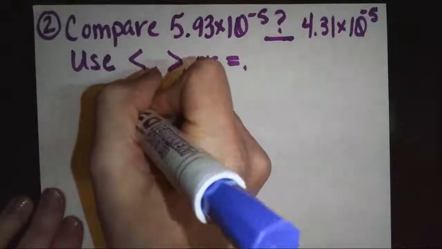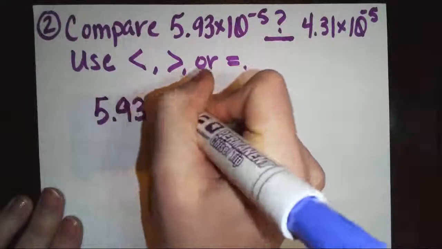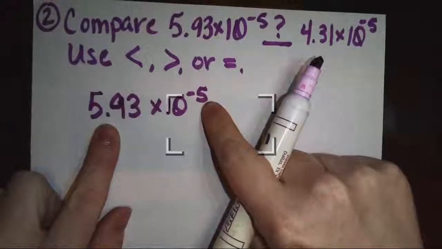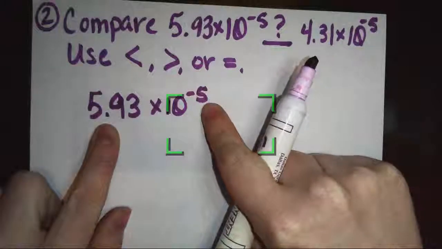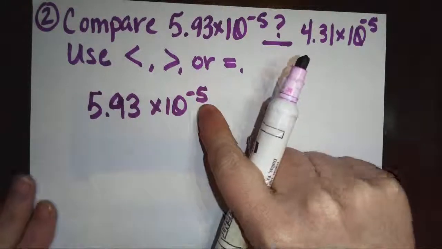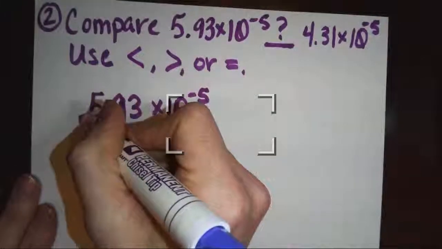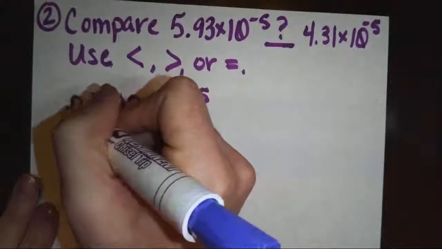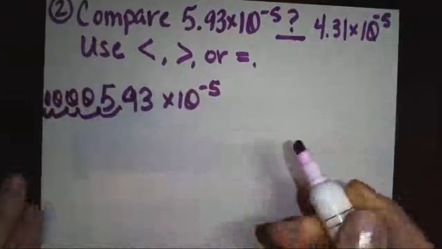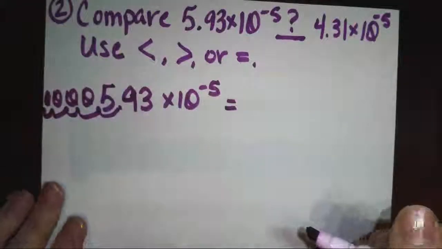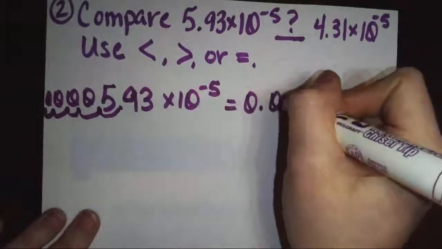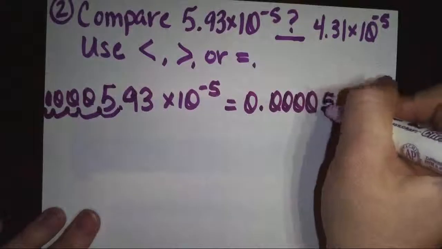If I have 5.93 times 10 to the negative fifth, I'm going to use 5.93. And this number up here tells me how many units and in what direction to move the decimal point. So I need to move the decimal point negative 5 units, which means 5 units to the left. So I'm going to move it 1, 2, 3, 4, 5. So I've got zeros in all these empty spaces. So 5.93 times 10 to the negative fifth is 0.00005 93.